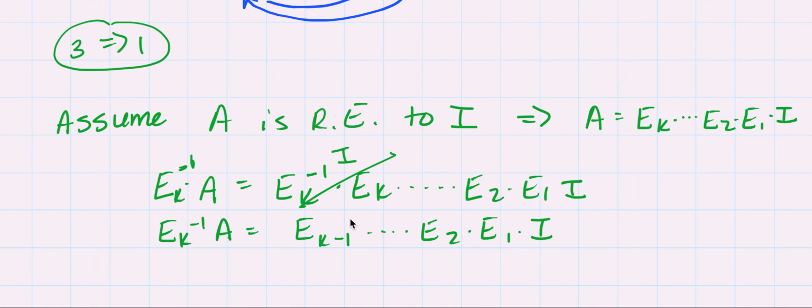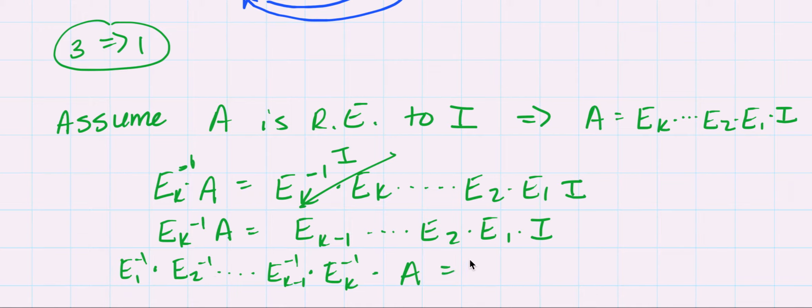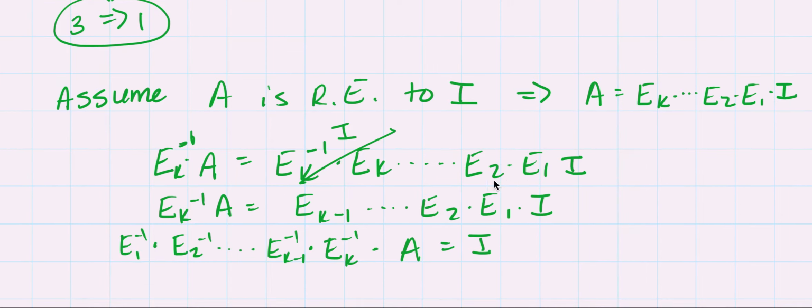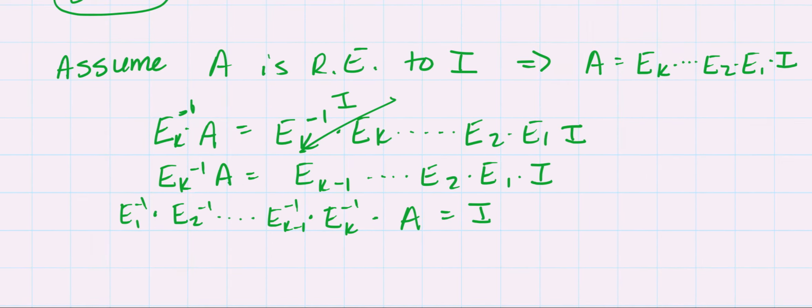And then you do it again. You get rid of this one by multiplying by the inverse. So we get that A, if we multiply by EK inverse times EK minus 1 inverse all the way to E2 inverse times E1 inverse, this is equal to the identity matrix. So I'm just getting the identity matrix by itself. If we multiply all of these together, we get a matrix B. And we get that B times the matrix A is equal to the identity.